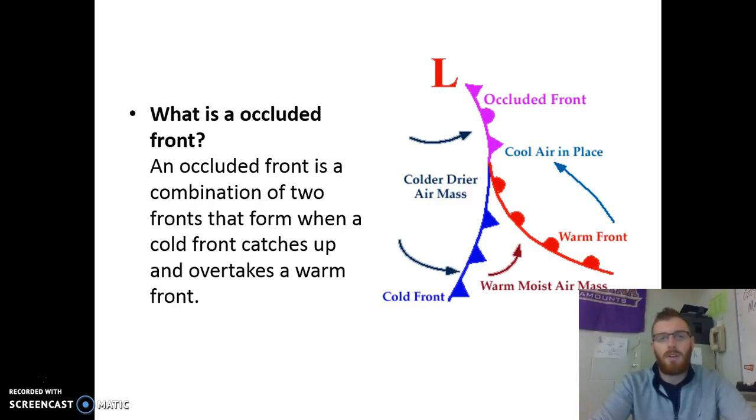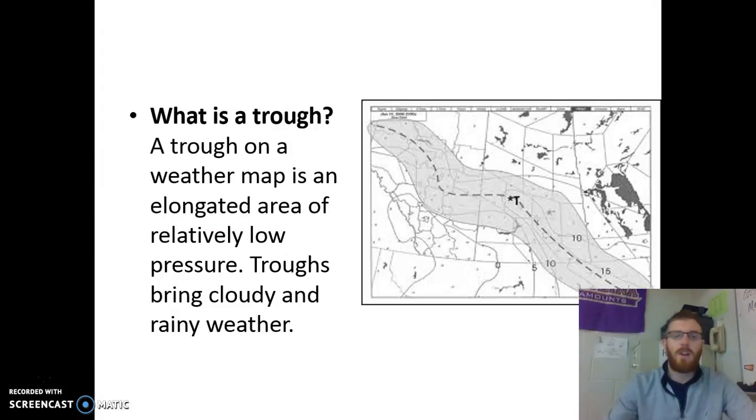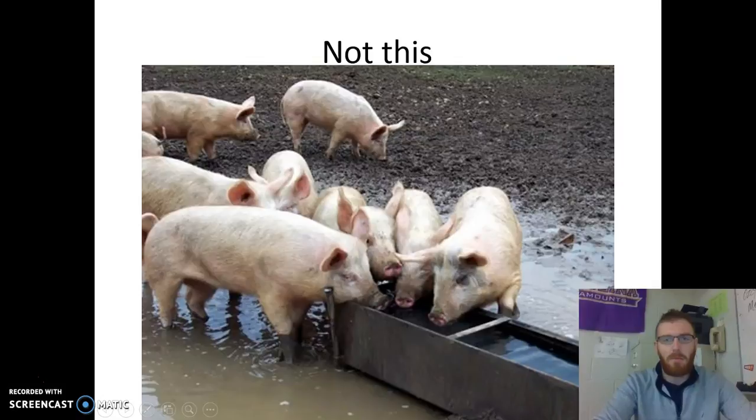And an occluded front is basically where a cold front catches up and overtakes a warm front, hence the combination of the two in the purple color. You'll have the blue cold front and the red warm front that mix to form the occluded front, which is purple. A trough is an area of relatively low pressure that usually brings a lot of rainy weather with it, and we notice that as those black lines, those black dotted lines on the surface map.